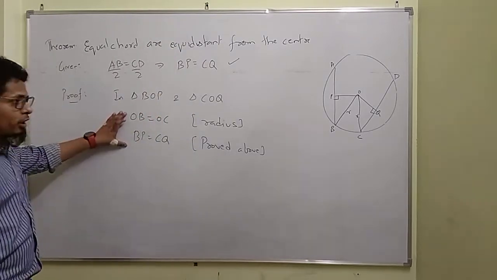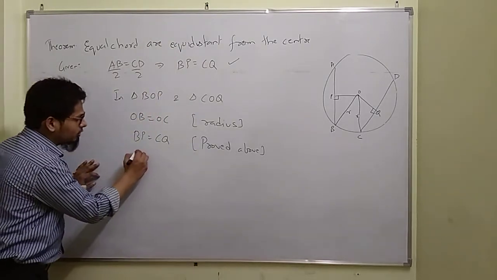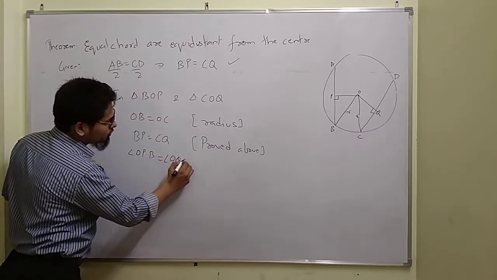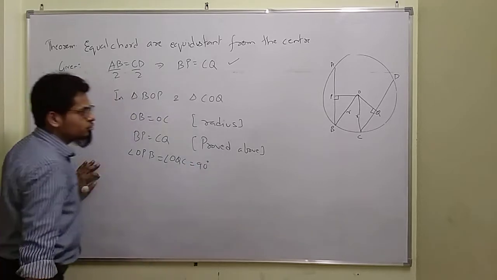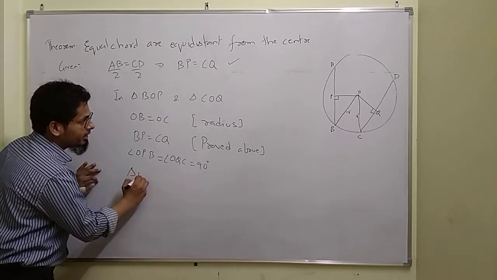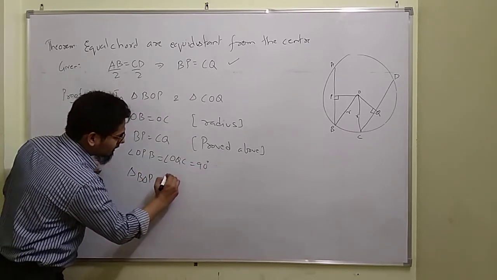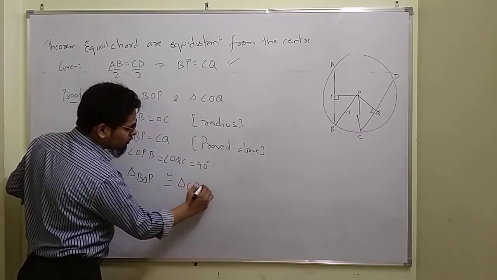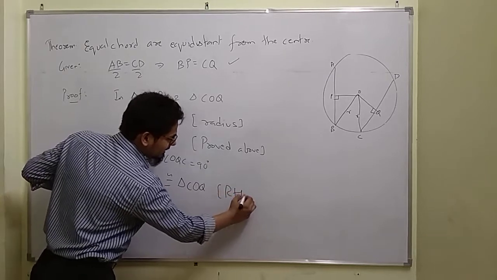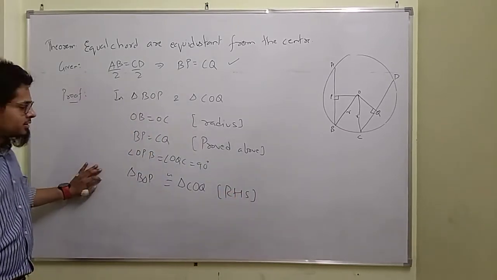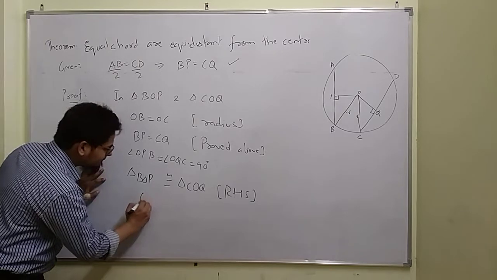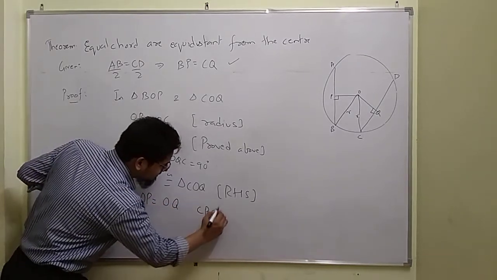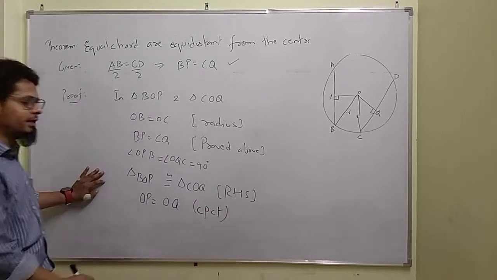So the 2 points are proved. One, I write angle OPB is equal to angle OQC and each of 90 degree. Okay. So by RHS we can say that triangle BOP is congruent to triangle COQ, right? And the reason is RHS, right angle hypotenuse side. Okay. And by CPCT, OP is equal to OQ, right? I just write CPCT.